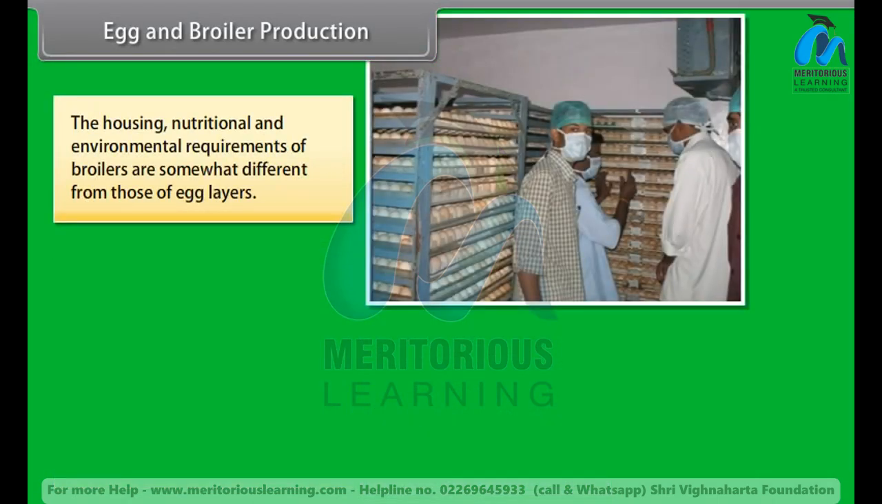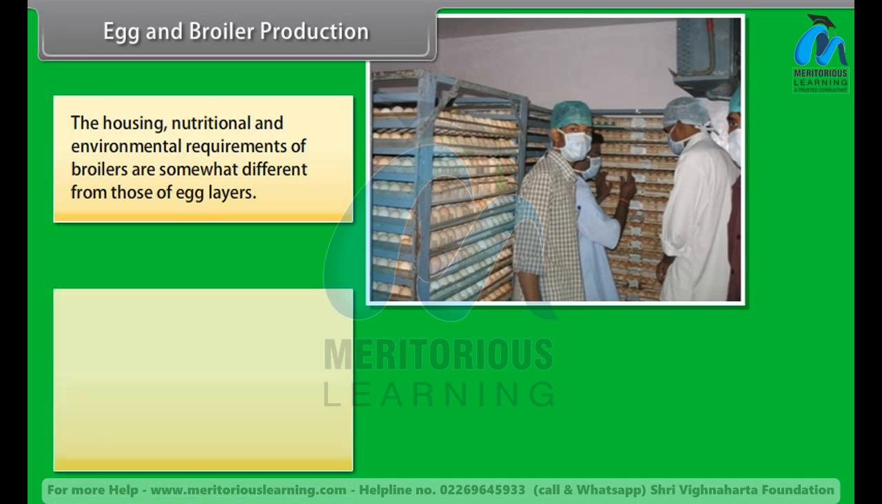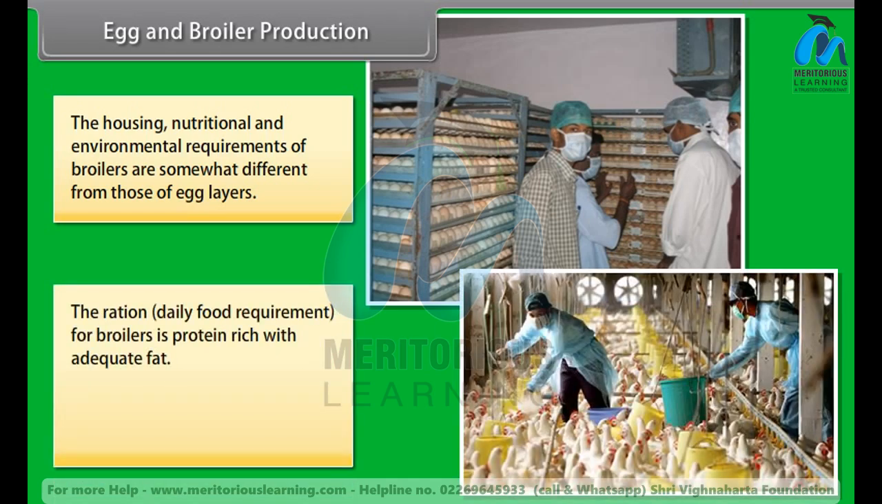The housing, nutritional, and environmental requirements of broilers are somewhat different from those of egg layers. The daily food requirement for broilers is protein-rich with adequate fat. The level of vitamins A and K is kept high in the poultry feeds.